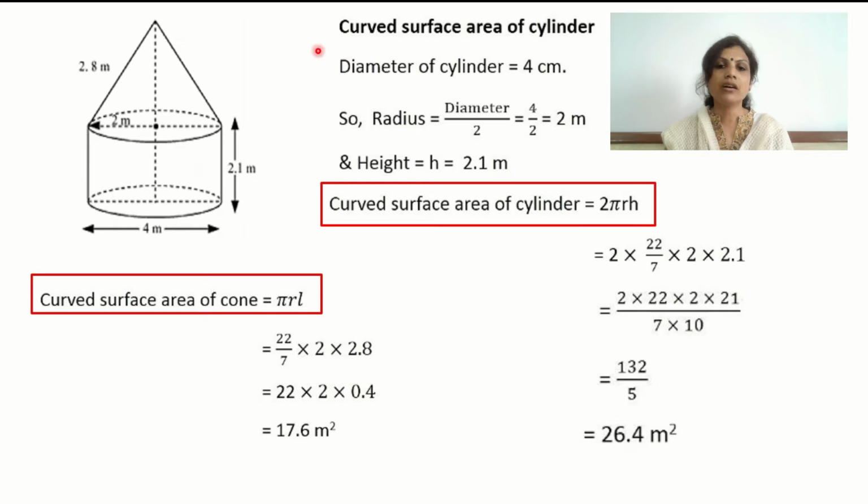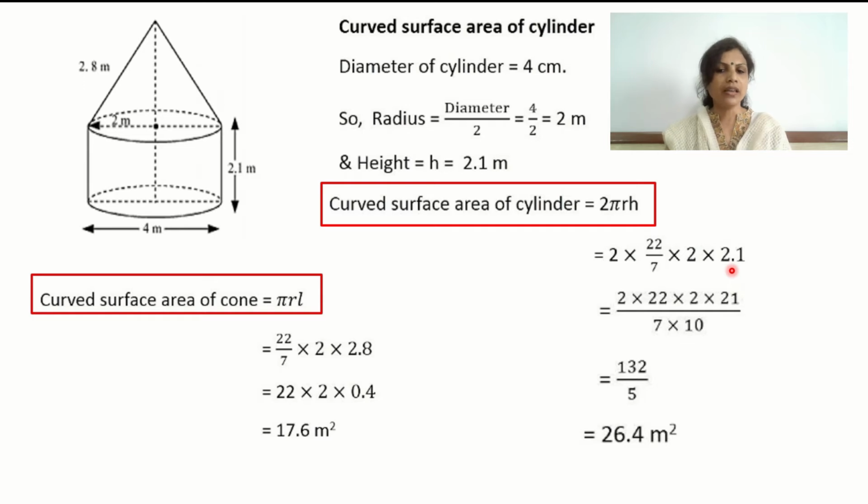Let's now find out the curved surface area of the cylinder. For that, we will need the radius, which is 2 meter. We will need the height, and the height of the cylinder is given to us as 2.1 meter. So the curved surface area of the cylinder is equal to 2 pi r h. Let's substitute the values. 2 into 22 by 7 into 2 into 2.1. So this 7 and 2.1 we can cancel. You can cancel that as 7 threes are 21, so it will be 0.3.